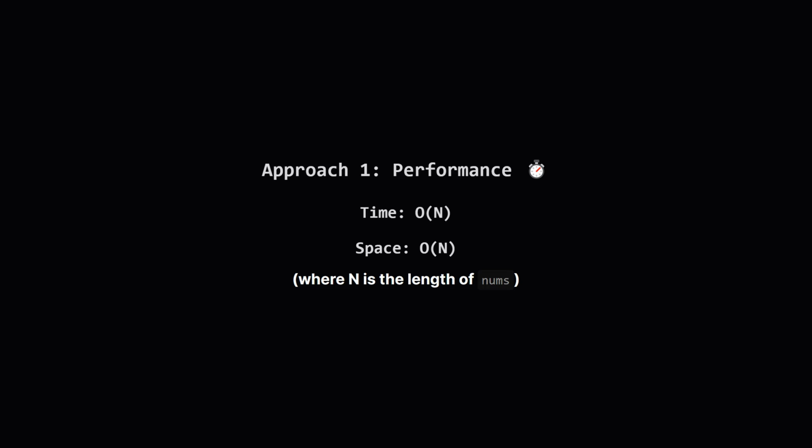So how does this first approach perform? For time, we loop through the nums list once to fill up the ans array. If the list has n elements, we do about n operations. So we say the time complexity is order n, or big O of n. This is pretty efficient. For space, we created a whole new list, ans, that's the same size as nums. So if nums has n elements, ans also uses space for n elements. This means the space complexity is also order n. We're using extra memory proportional to the input size. This is a perfectly good solution, especially if creating a new array is fine.